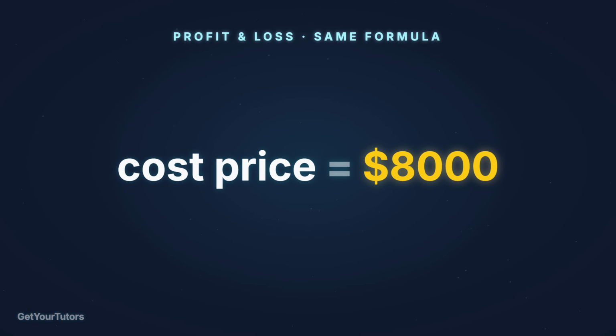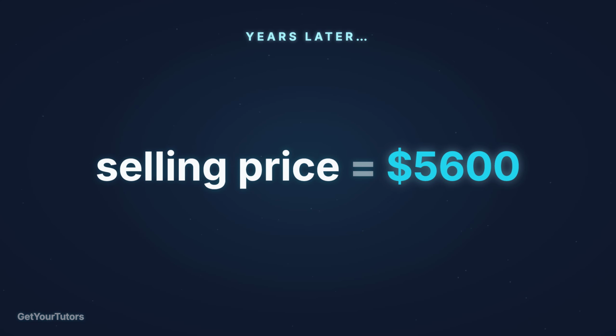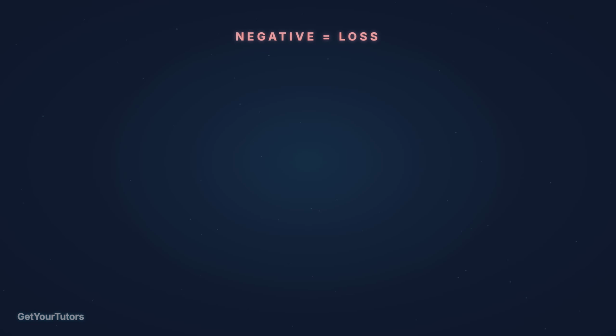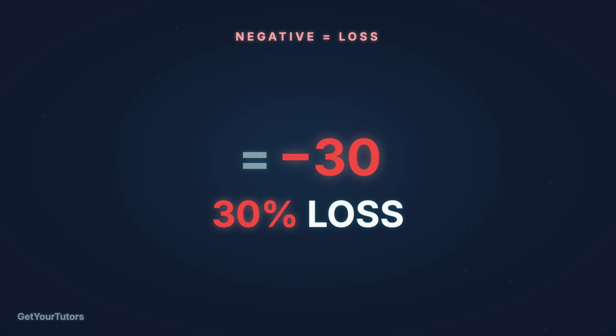We use the exact same formula to calculate percentage profit or loss. Sophie purchases a car for exactly $8,000. She sells it several years later for exactly $5,600. Describe the percentage profit or loss. Selling price minus cost price, completely divided by cost price. 5,600 minus 8,000, all divided by exactly 8,000. Multiply by 100. The result is exactly negative 30. The negative sign proves she made a 30% loss.